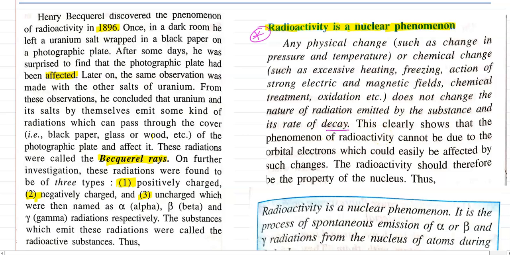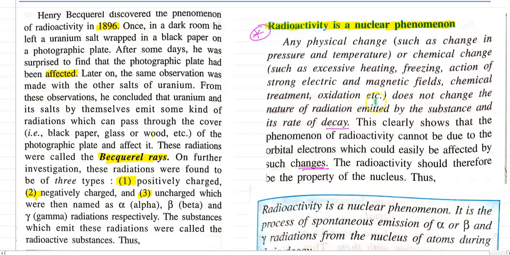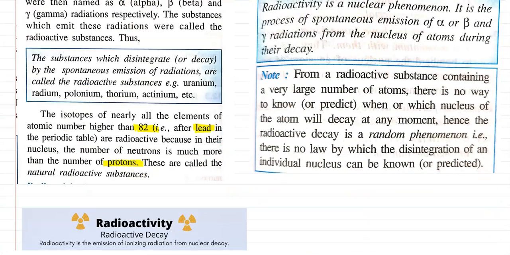This clearly shows that the phenomenon of radioactivity cannot be due to the orbital electrons, which could easily be affected by such changes. We know chemical reaction is due to orbital electrons, which can be changed by some external effect. But the radioactive phenomenon does not depend on external changes. And radioactive decay is a random phenomenon.